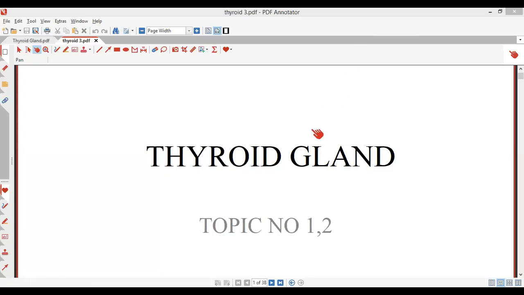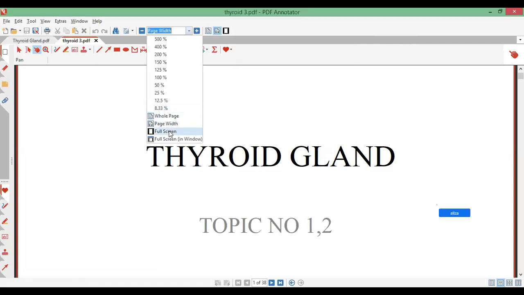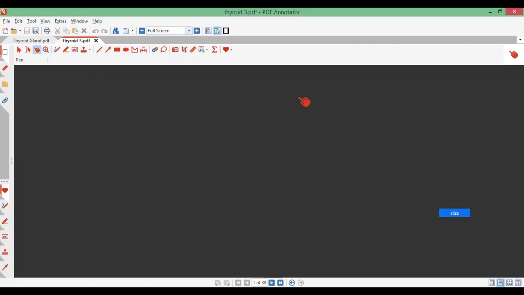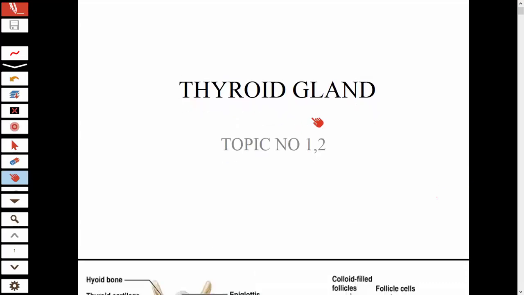So first, today our lecture is the thyroid gland. Please remember, it is one of the very important topics of systemic surgery. Many MCQs are asked from the thyroid gland. So you must know the anatomy of the thyroid gland.